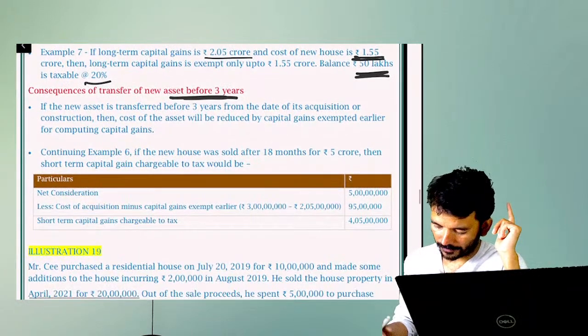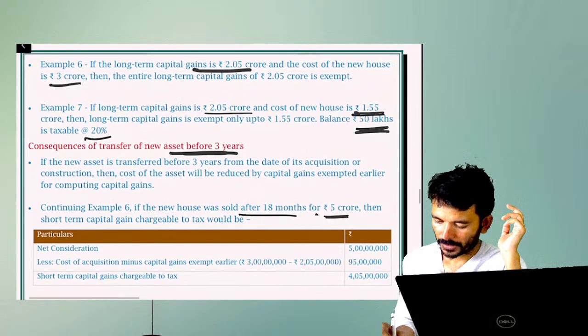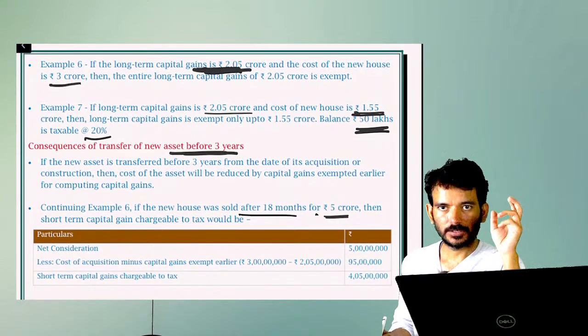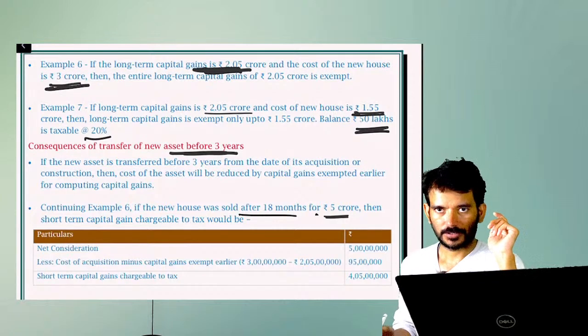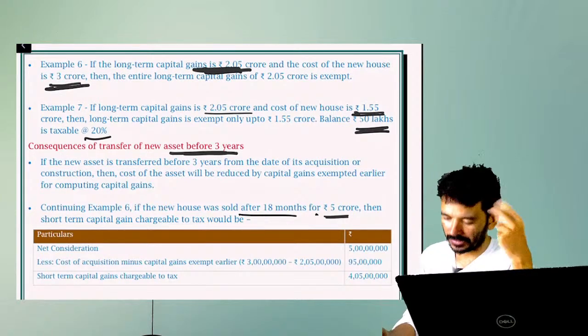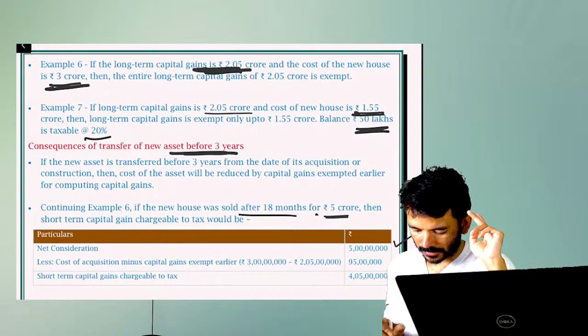One example they have given, within 18 months this fellow is selling it for 5 crores. We got this example now. 0.25 crores he got as a long-term capital gain. He is spending 3 crores purchasing a new house. Within 18 months he is selling it. He is selling it for 5 crores. So now what is the cost of acquisition?